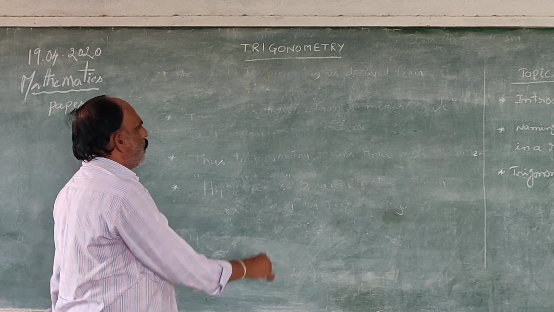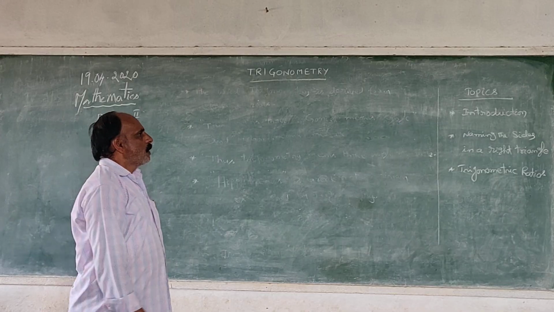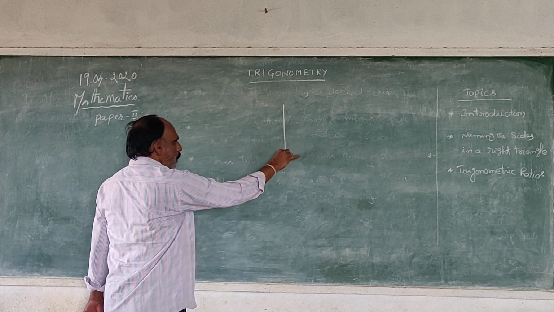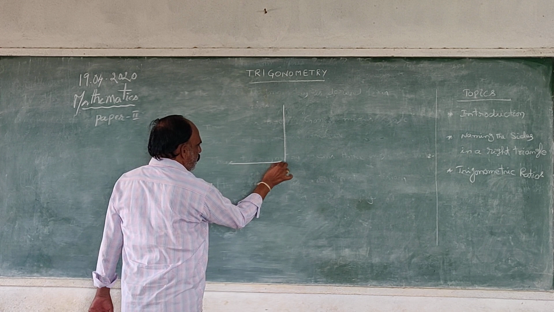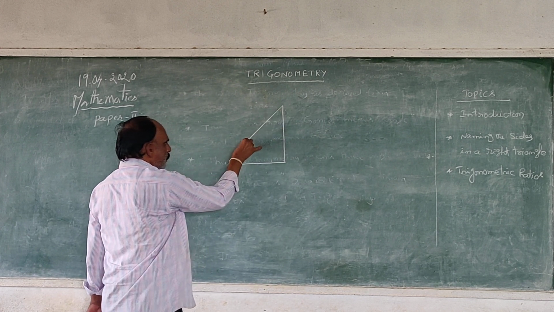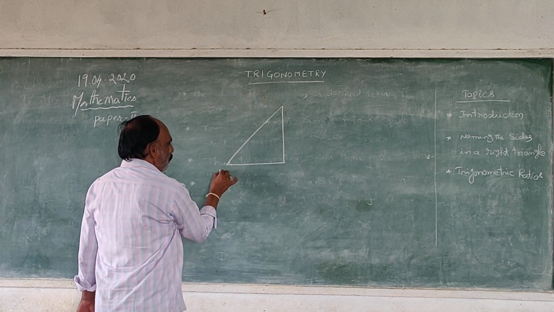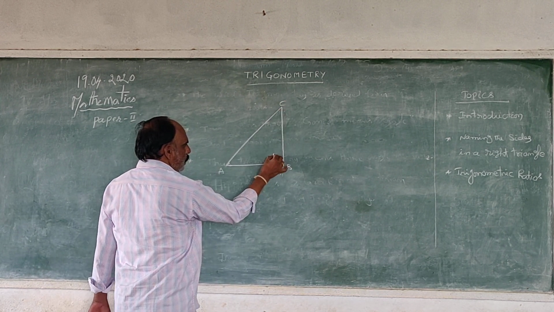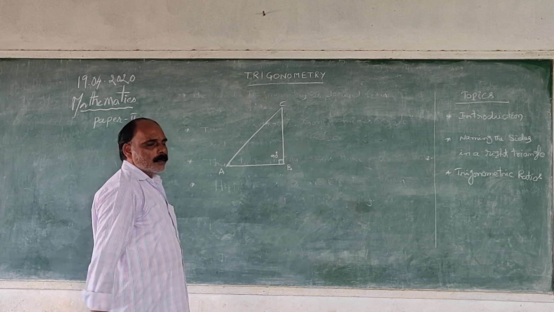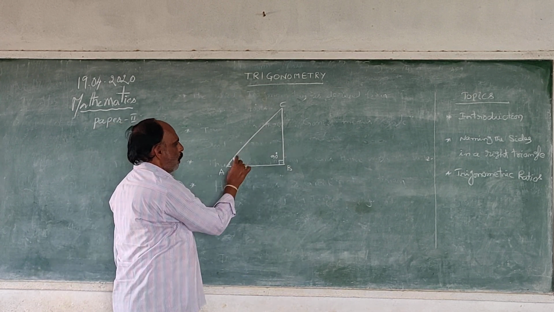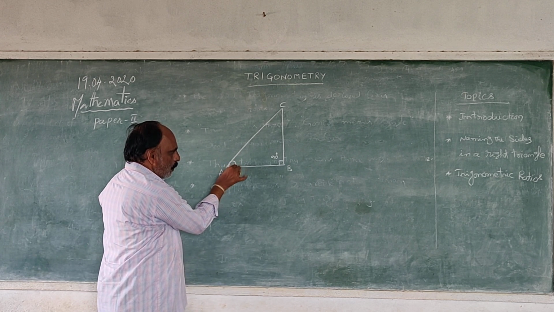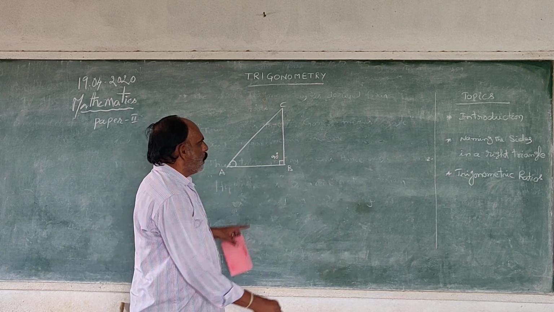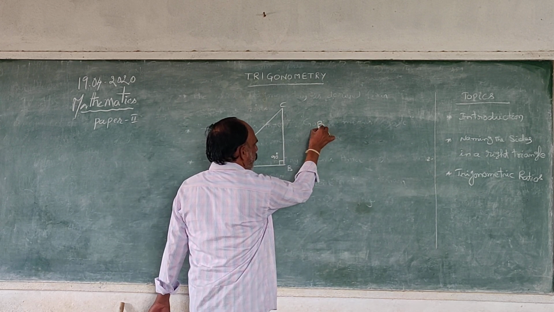And next topic, naming the sides in a right triangle. In a triangle, if one angle is 90 degrees, then it is called a right angle triangle. Like triangle ABC, angle B is 90 degrees, then ABC is a right angle triangle, and the remaining two angles are acute angles. We take angle A as the acute angle, then BC is the opposite side of angle A.